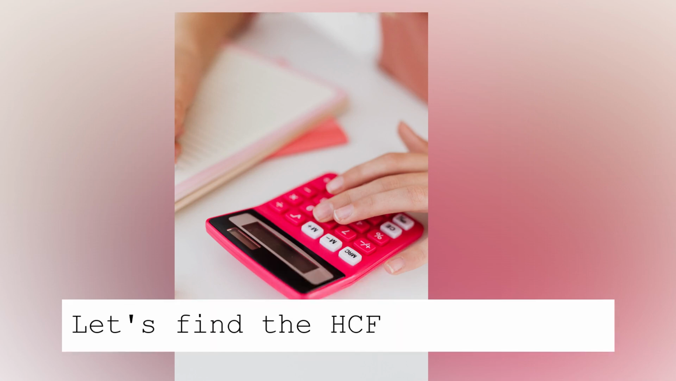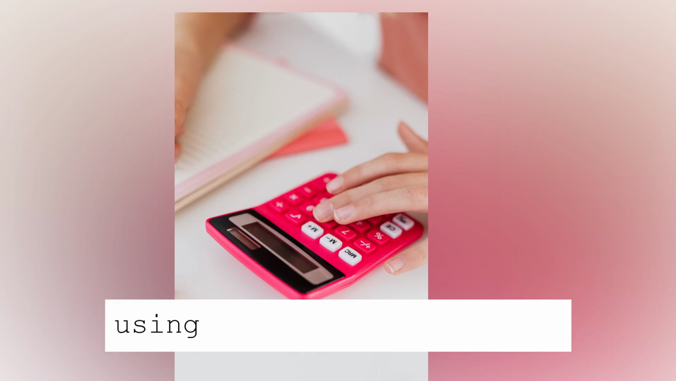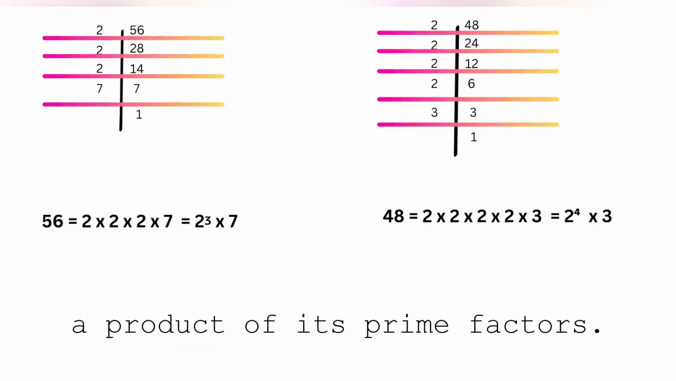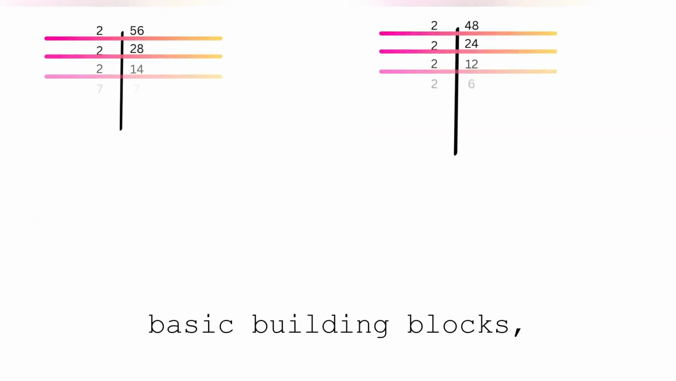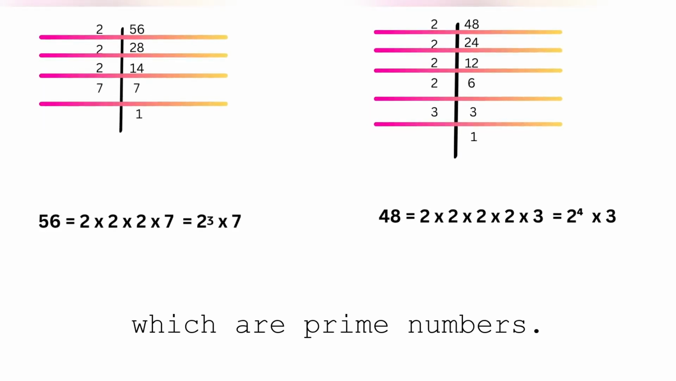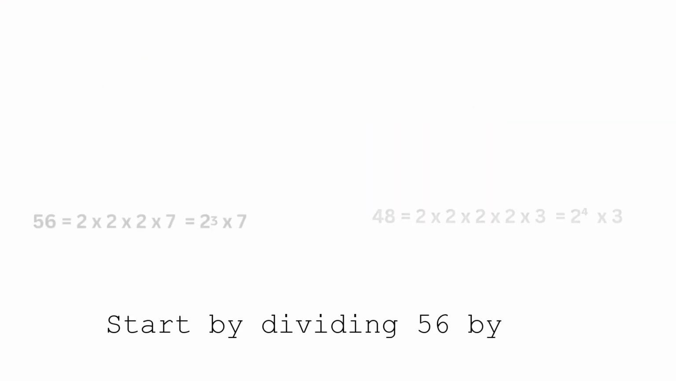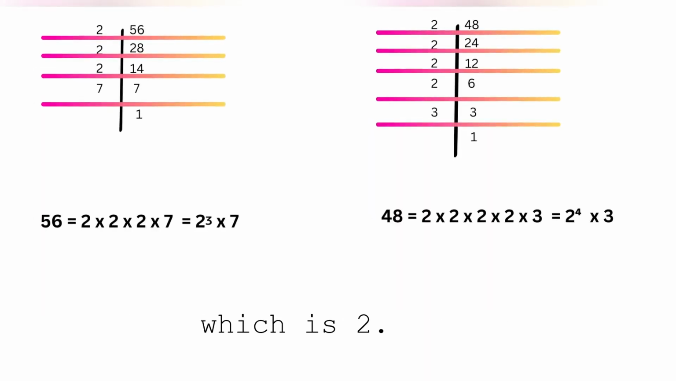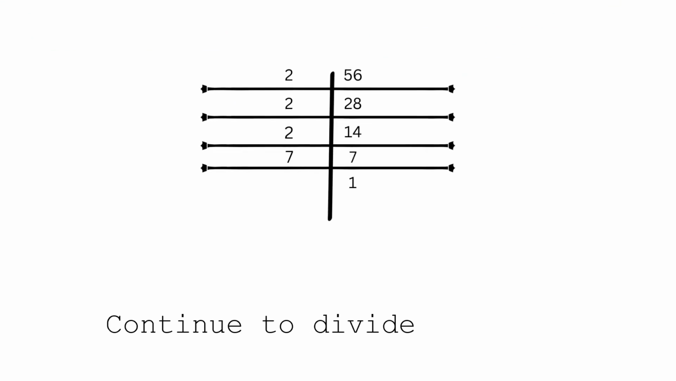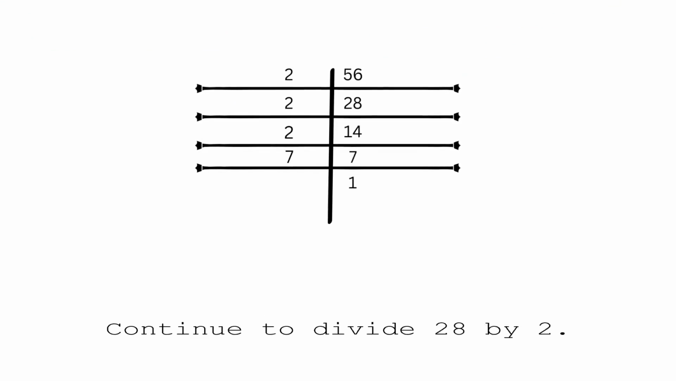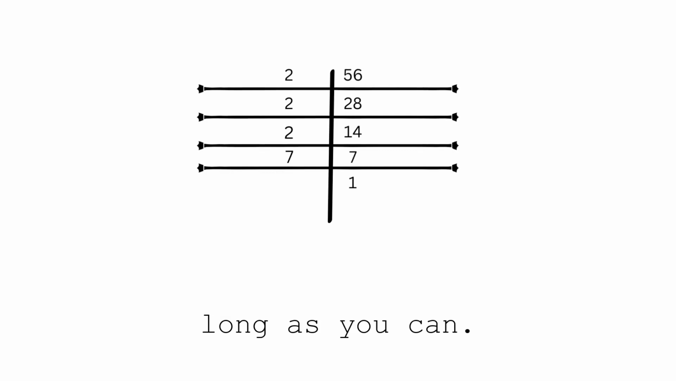Let's find the HCF of 56 and 48 using prime factorization. We need to write each number as a product of its prime factors. This process allows us to break down a number into its most basic building blocks, which are prime numbers. Start by dividing 56 by the smallest prime number, which is 2. Now, you have a quotient of 28. Continue to divide 28 by 2. Keep dividing by 2 as long as you can.